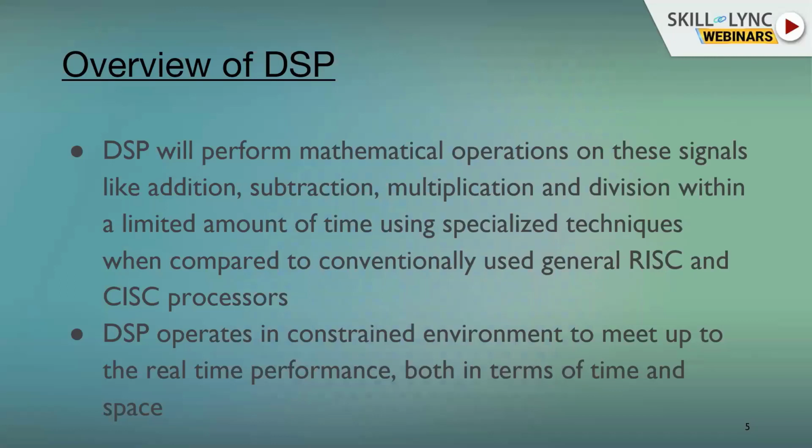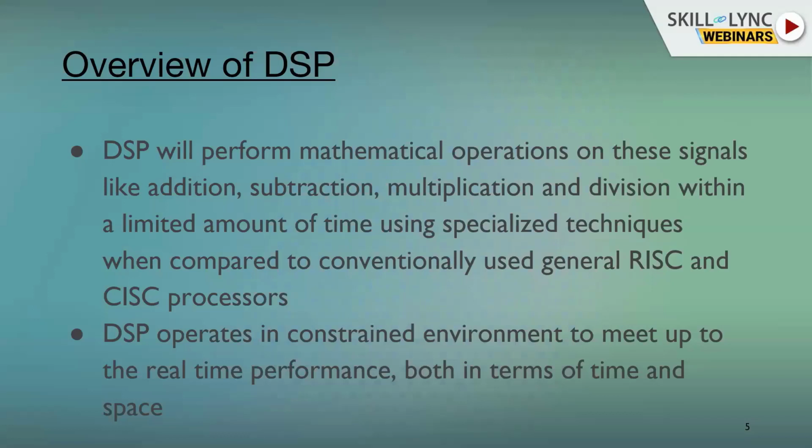And second thing, how do we compare with respect to the general RISC and CISC processors? For example, if I take the Intel processor and an ARM controller, how do we differentiate that? What are the specialized techniques available in DSP when compared to RISC and CISC? One basic requirement is that DSP operates in a constant environment, and it matches the real-time performance. Because when you have real-time performance, it means that you are bound to a timeline that you have to complete within so and so time.